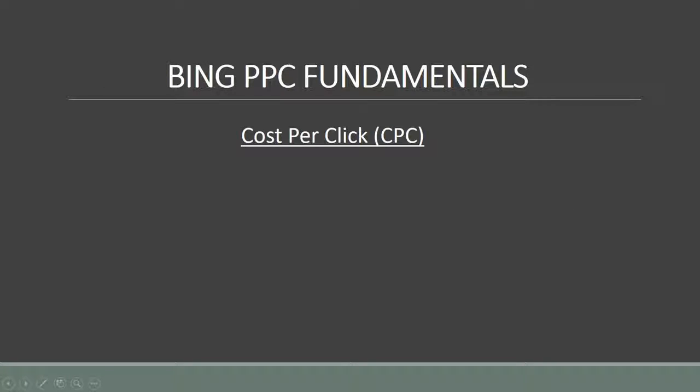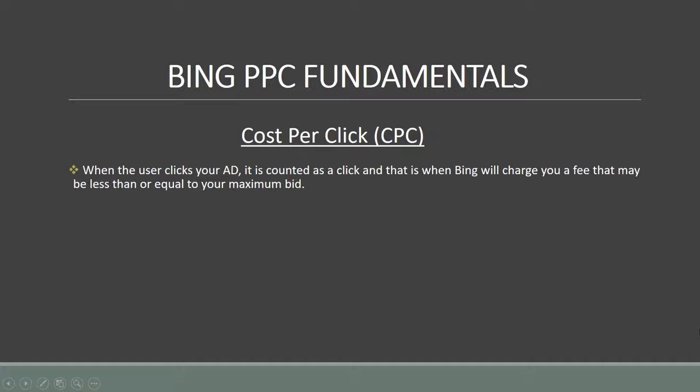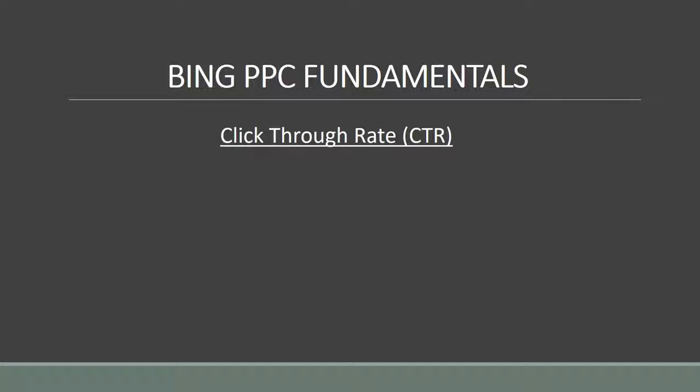So this is what is called CPC, or cost per click. When the user clicks your ad, it is counted as a click, and that is when Bing will charge you a fee that may be less than or equal to your maximum bid. So that leads us to a very important metric, that is CTR. CTR is a measure of how many times your ad is displayed versus how many times it's clicked.